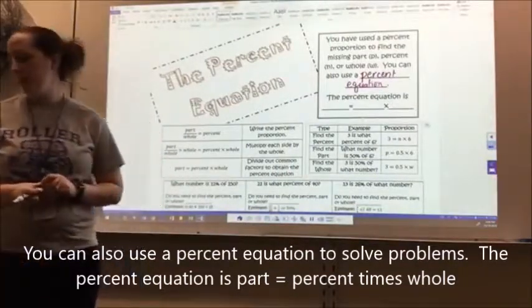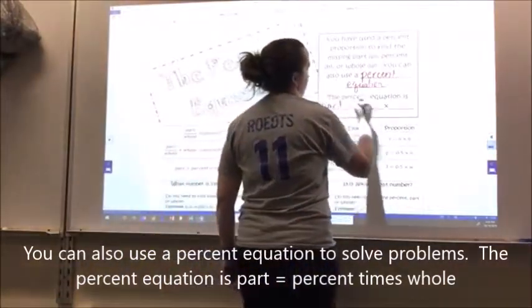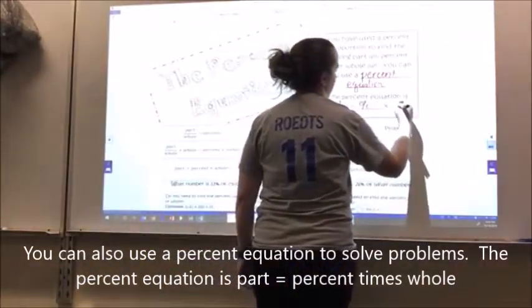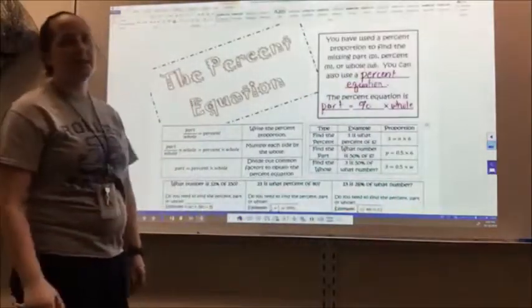The percent equation is part equals percent times whole. So the part equals the percent times the whole. Part equals percent times whole.